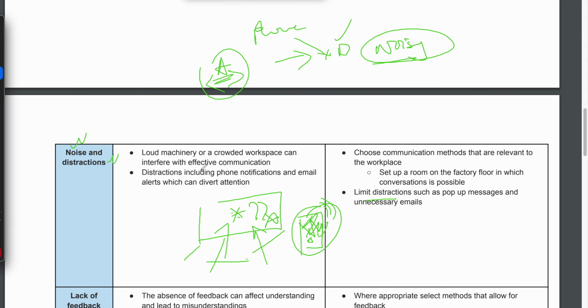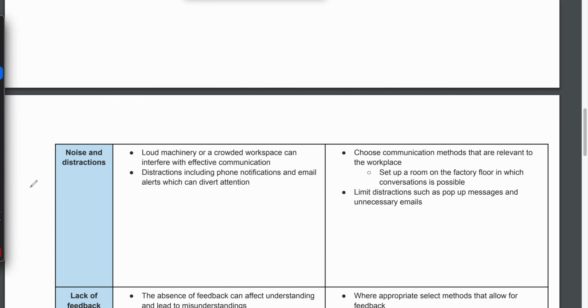When talking about the noise environment, the best way is to set up a room on the factory floor in which conversations are possible. You move away from the noise environment into a quiet place, then you can answer a call from an environment which is less noisy. That's what you can do in industry with loud machinery, or at a crowded workplace. You need to set up a room where you can communicate effectively. That's what we have as far as noise and distractions are concerned.